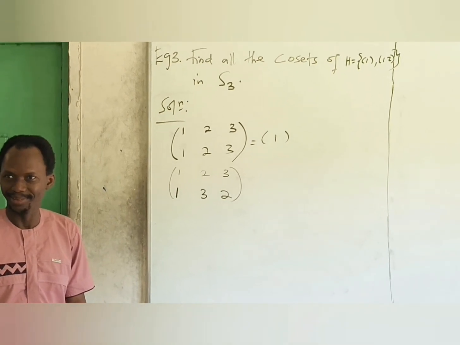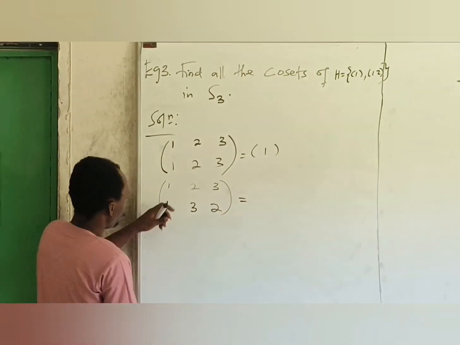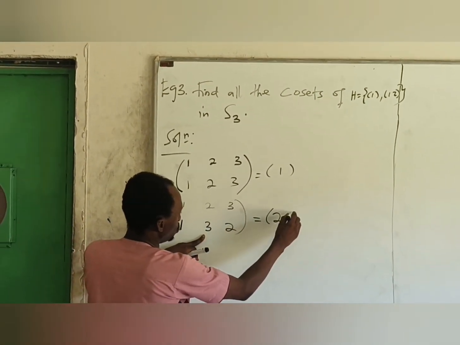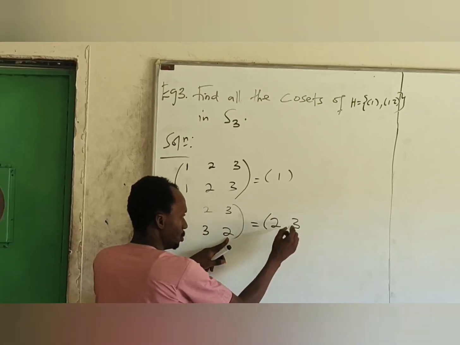Can you see? Now watch how to write the cycle. 1 goes to 1, so ignore. 2 goes to 3. Are you watching? 2 goes to 3, 3 goes to 2. 2 is closed.